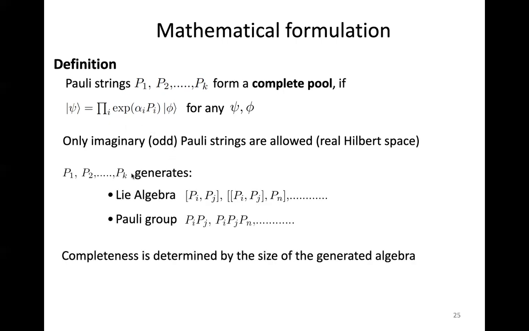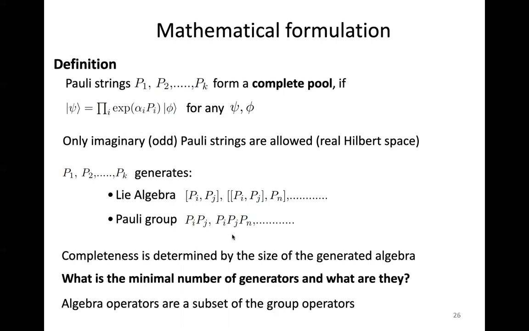And the two objects that follow with the pool are, first of all, the Lie algebra that can be generated through all possible commutators of these operators, and then the Pauli group. So it's basically all possible products of Pauli operators. And from the theory of Lie groups, we know that completeness is determined by the size of the generated algebra. So if the generated algebra is big enough, then we can find this mapping. If not, then we cannot.